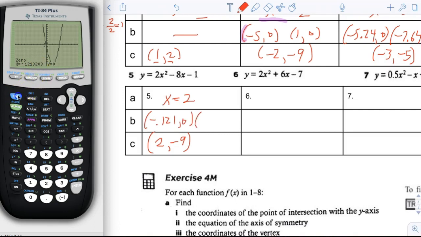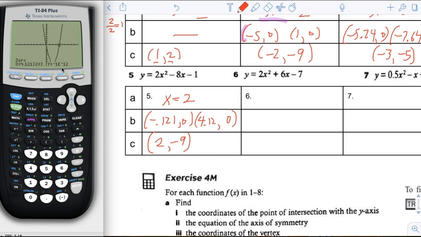Let's find the second intersection point, which is the right one. Second calc 0. And we'll put the left bound slightly to the left of this point here. We hit enter. We move the cursor slightly to the right and hit enter, and then we guess. So we have 4.12 for the x coordinate, and the y coordinate is, do you see how it says negative 1 times 10 to the negative 12? That's the same thing as 0.00000, 11 zeros, 1. So it's a really small number, right? Actually, what they're trying to say is it's 0. Okay, so it's actually 4.12, comma 0.